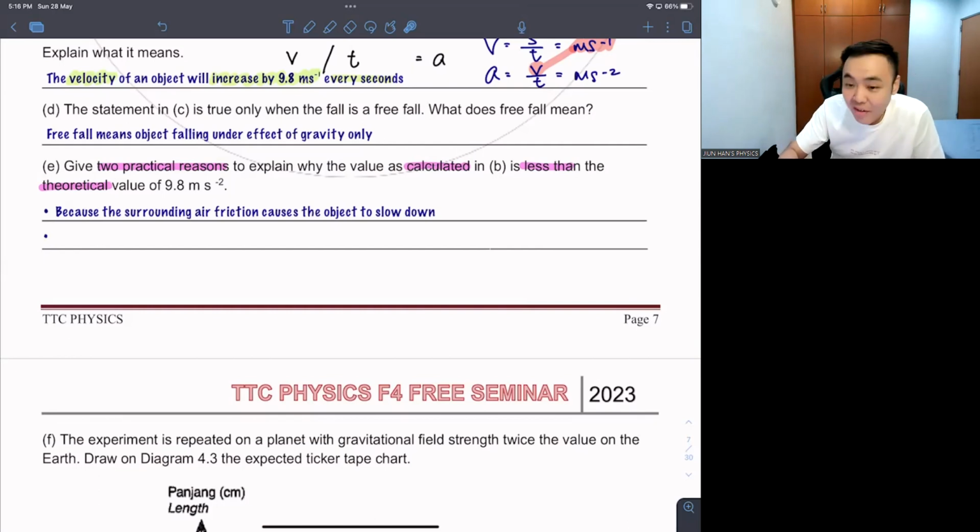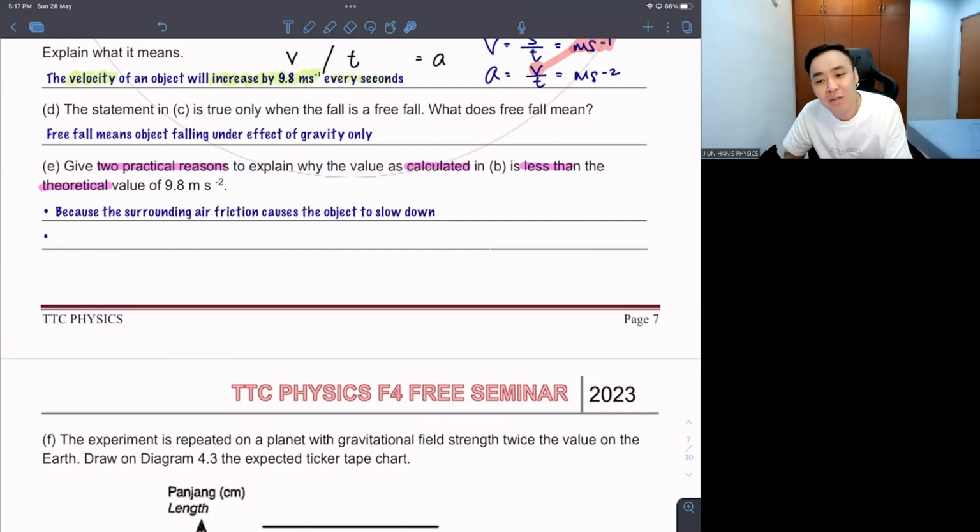Second reason, anybody? Try. They want two reasons. No, gravity is the reason why I got 9.8. No. Okay, I'll give you a hint. You know what is the biggest error that happens most easily when you do an experiment? What is the reason that errors happen in an experiment? The one factor that causes errors in an experiment, the most easily one.